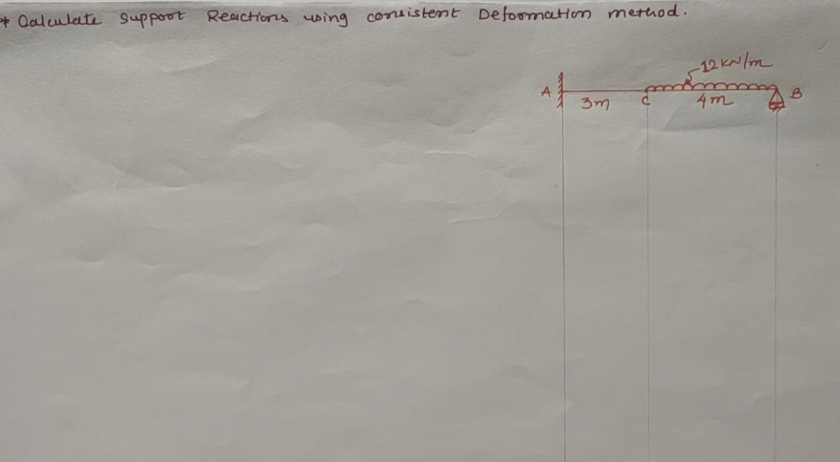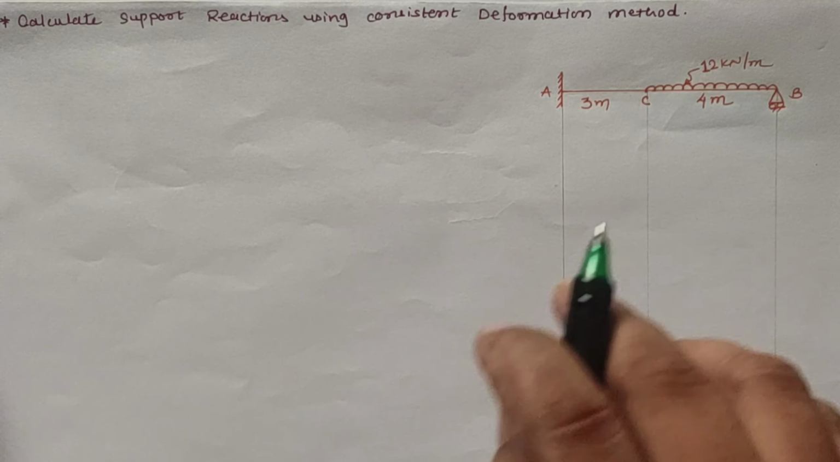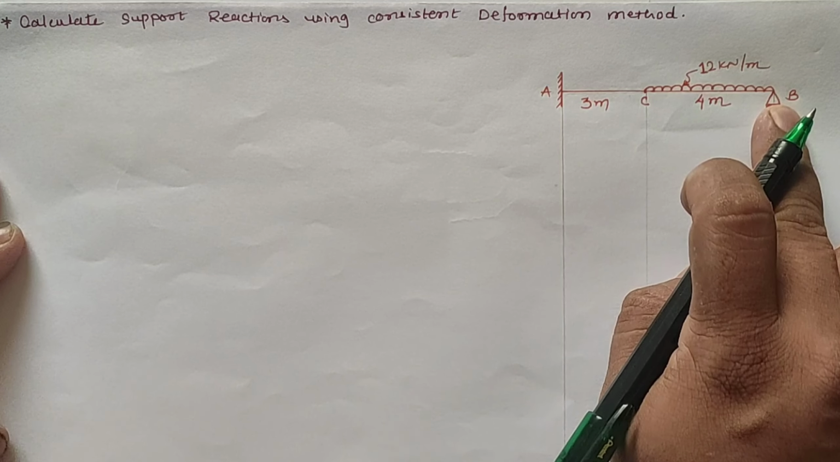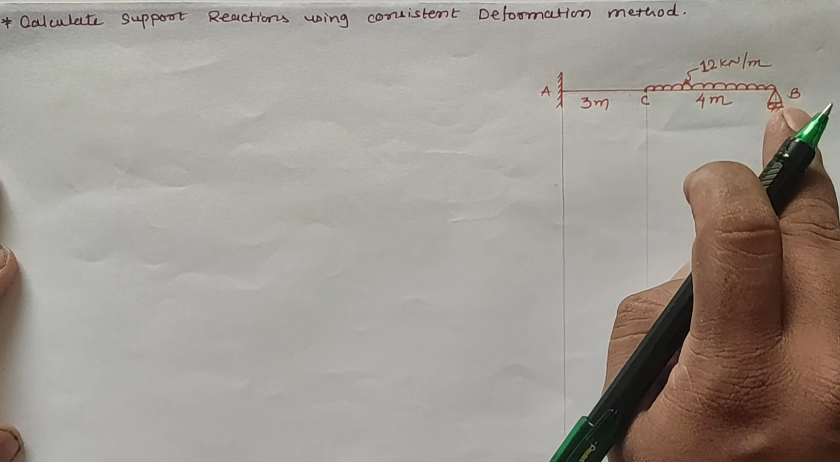Hello friends, today we are going to analyze the given propped cantilever beam using the consistent deformation method, which is loaded with a partial UDL over the span. The example data is as given in the figure, in which the UDL is over 4 meters and the intensity is 12 kilonewton per meter, having the head at the location of the roller support as shown in the figure.